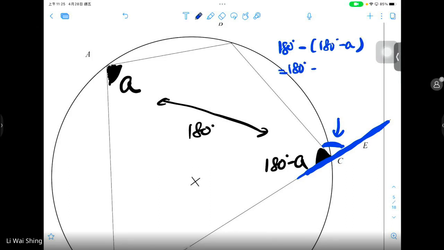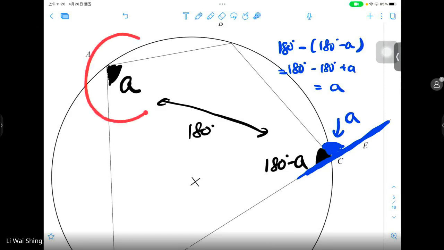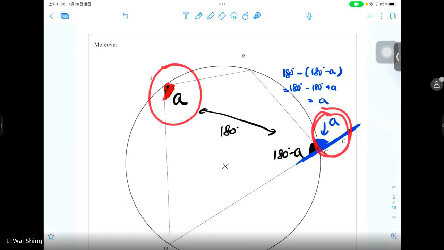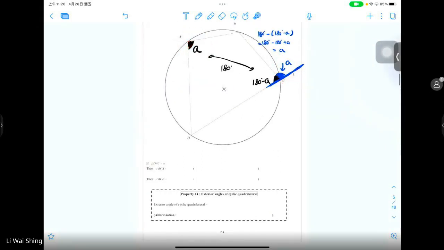So it equals how many? Equals A. Boom. So the interior angle would equal the exterior angle. The interior angle would equal the exterior angle in a cyclic quadrilateral. So you can draw the figure yourself once again here.